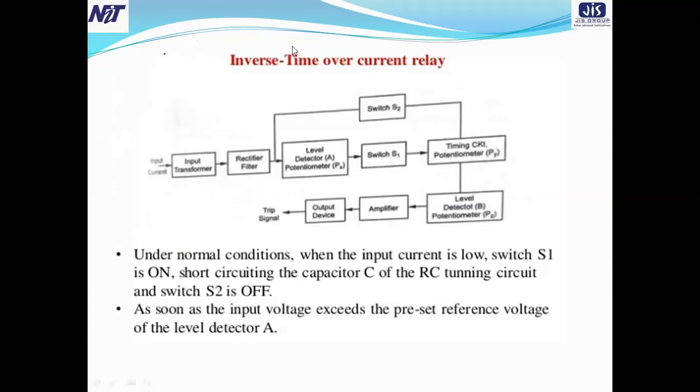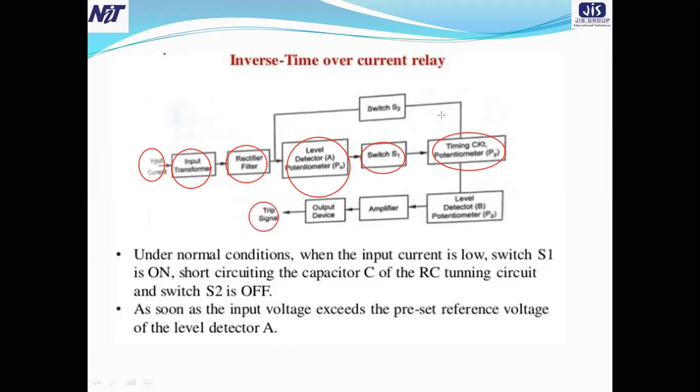Let me explain. The input current is there, then the input transformer, then the rectifier filter, the level detector potentiometer, the switch S1, then the timing circuit potentiometer. After the timing circuit potentiometer, it moves to level detector B, that is the second potentiometer P2. Then through the amplifier, it comes to the output device, and finally we get the trip signal.